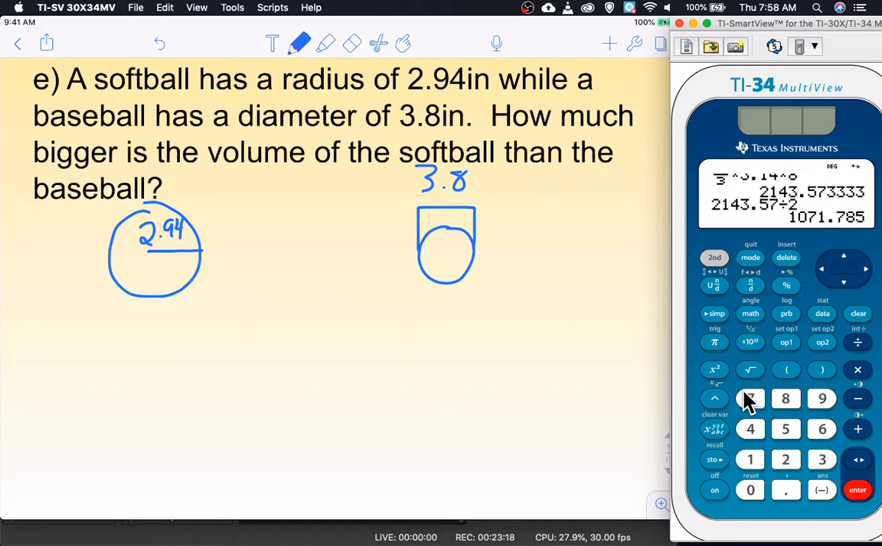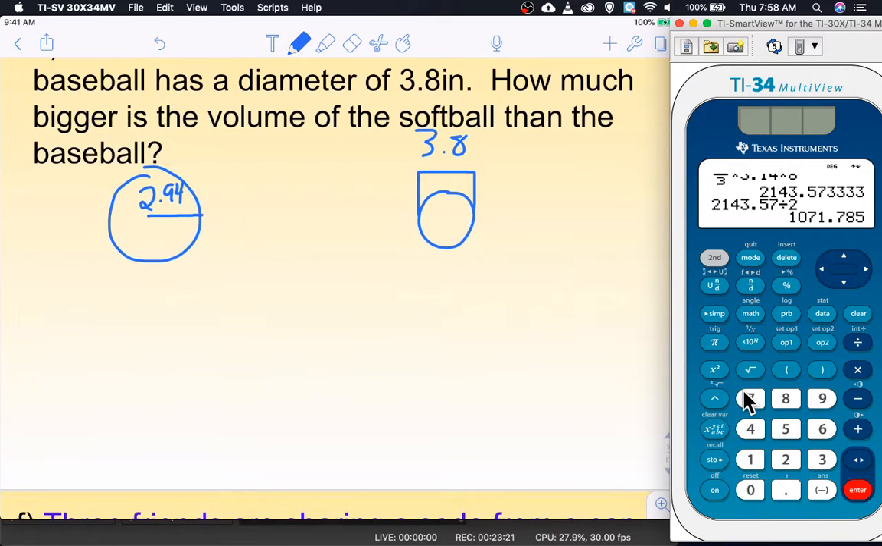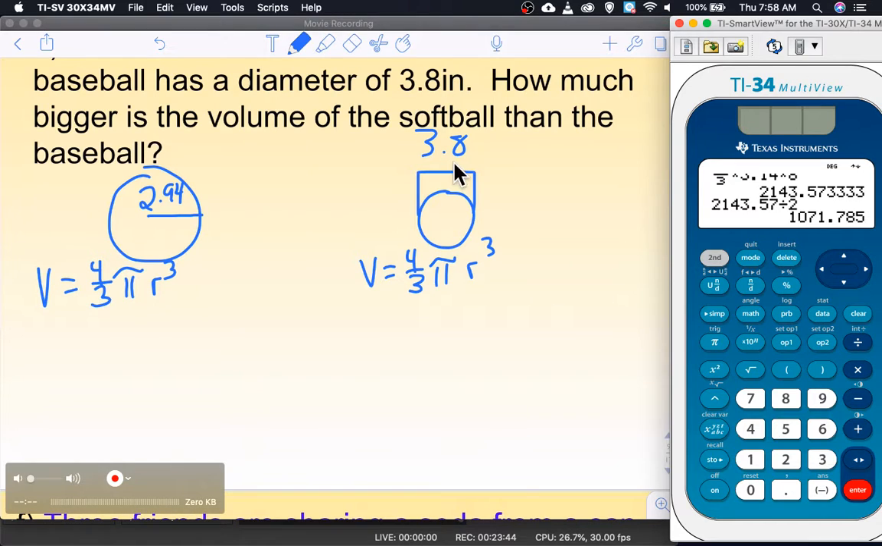So both of these objects are spheres. So in both cases, we're going to use the sphere formula. V equals pi r squared. Let's try again. 4/3 pi r cubed. V equals 4/3 pi r cubed. So in both formulas, we need a radius. So it would be wrong to plug this 3.8 in right now for the radius, because this is a diameter. We're going to have to convert this into a radius.